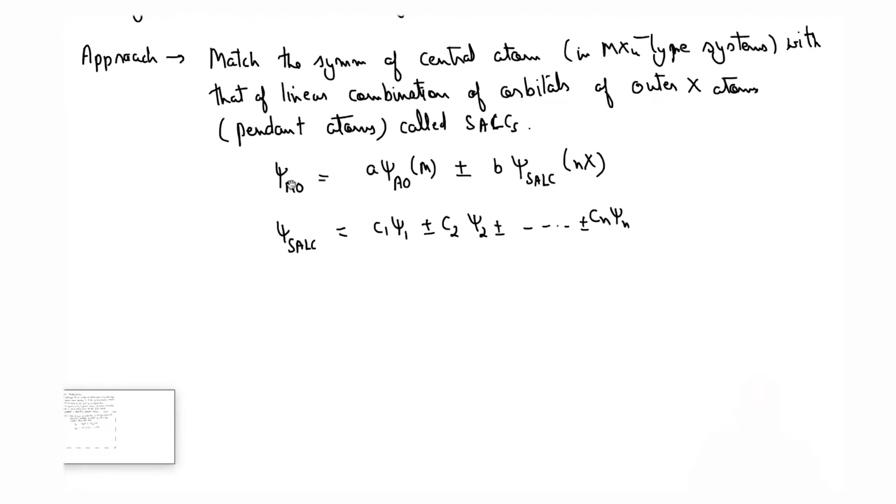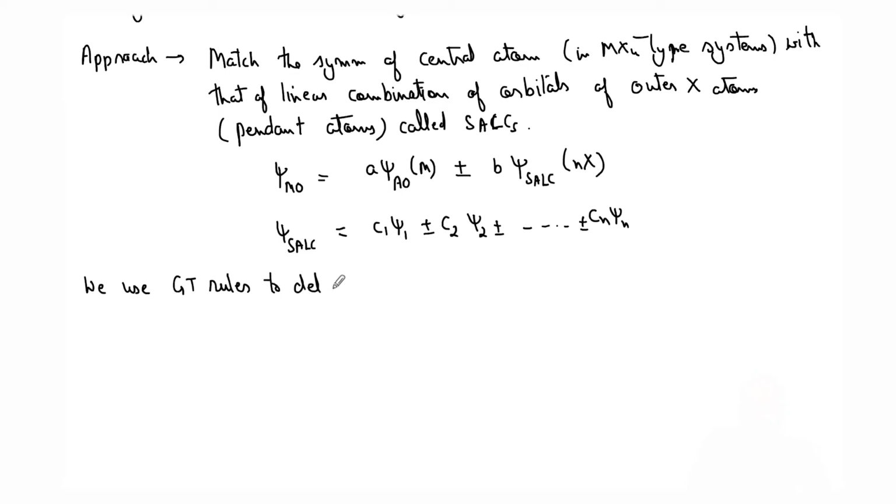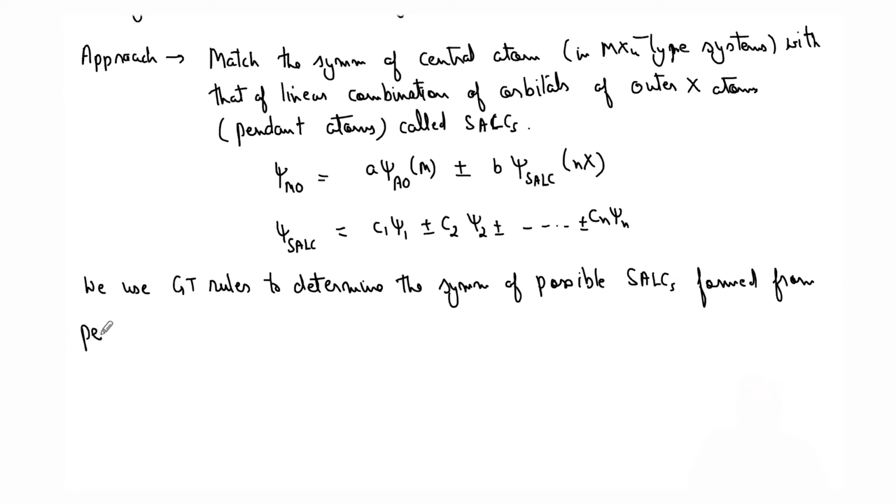So where is the group theory application coming in? We use group theory rules to determine the symmetry of possible SALCs formed from pendant atom atomic orbitals.